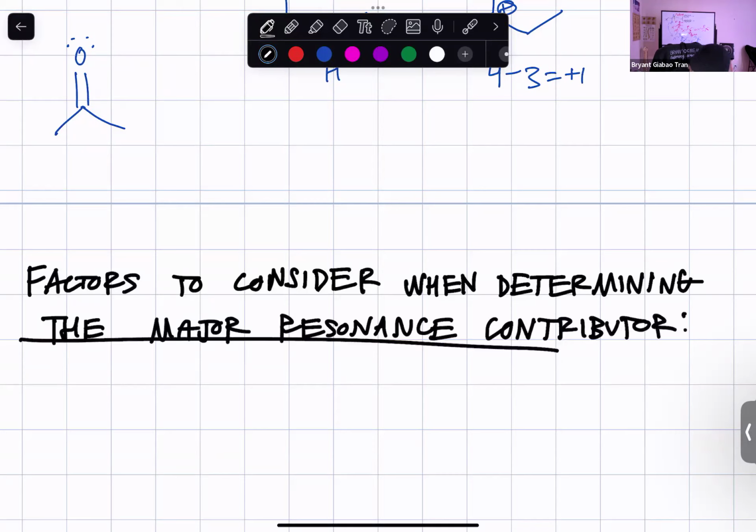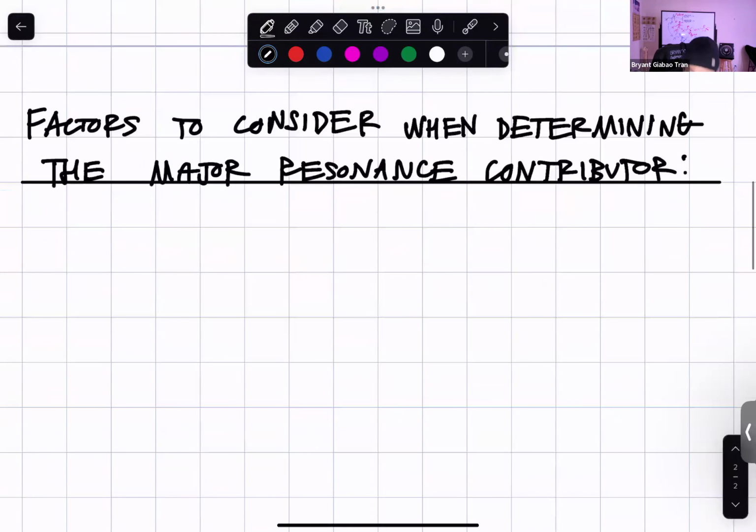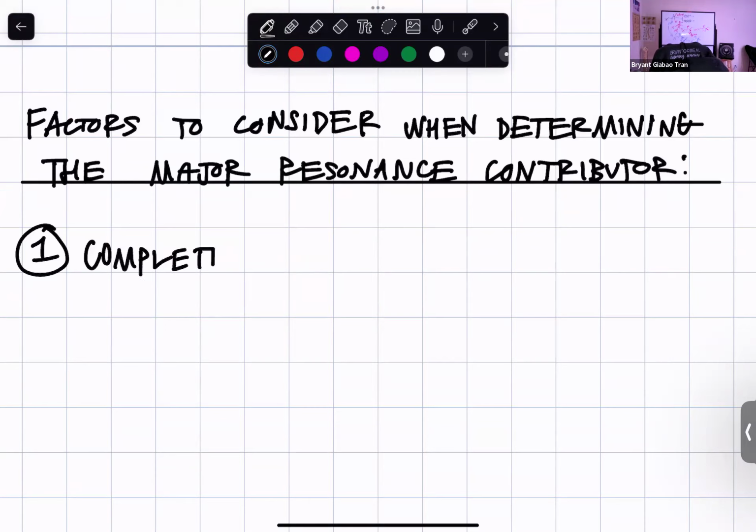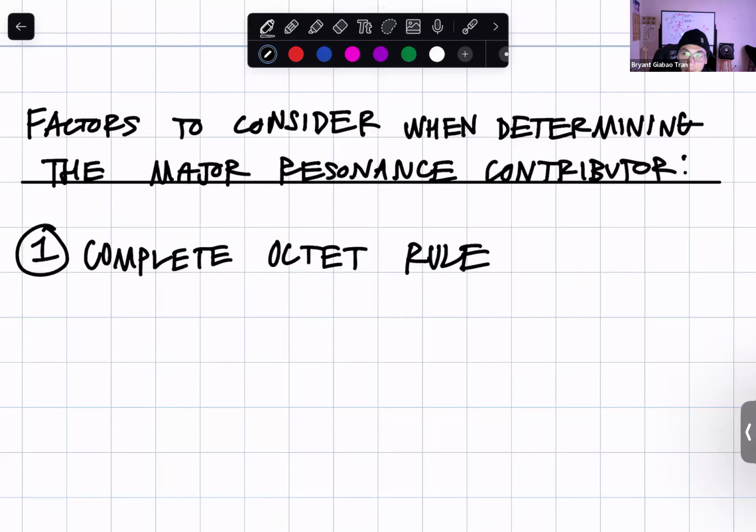This is going to be in order of increasing priority. The number one thing that you always have to look out for, the most important factor, is that every atom has to have a complete octet. Every atom in the molecule wants to have 8 electrons, except hydrogens. Hydrogens want 2 electrons, but every other atom would prefer 8 electrons in organic molecules.